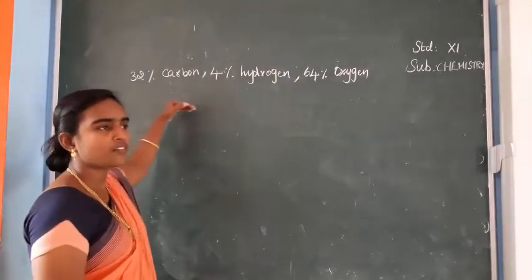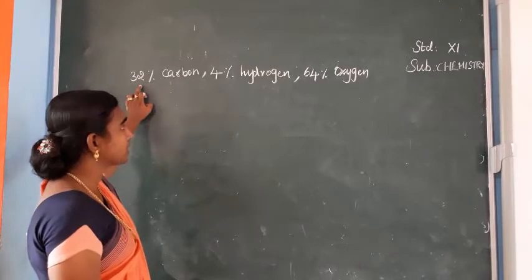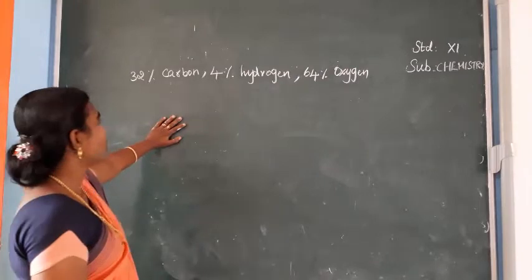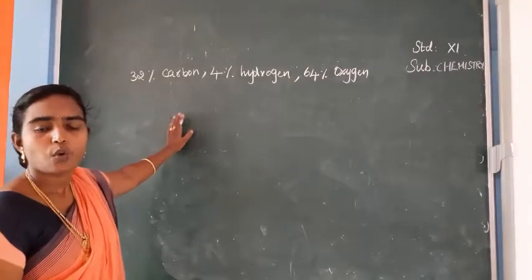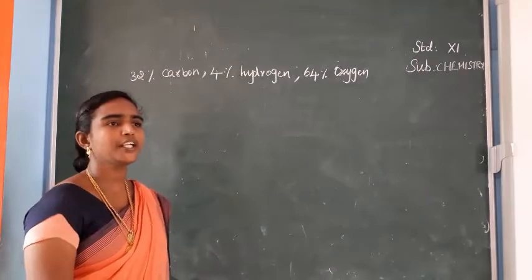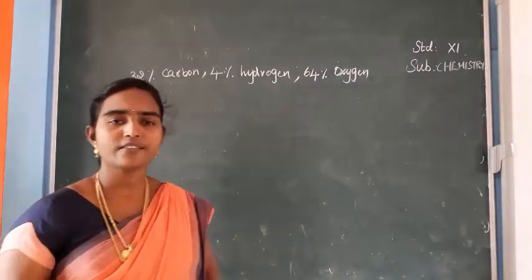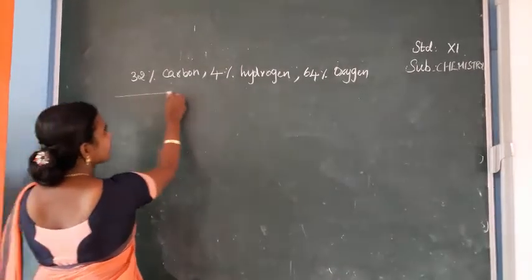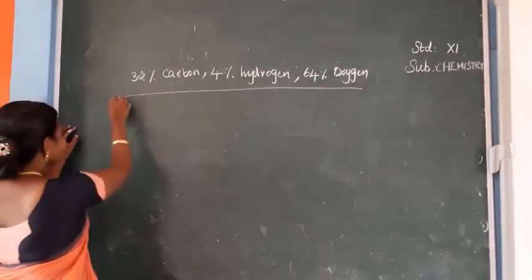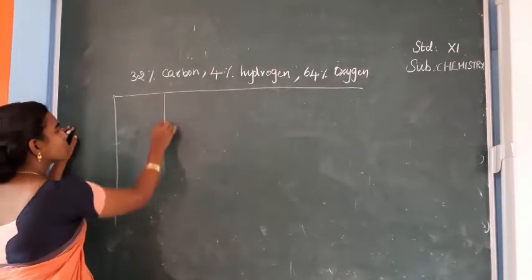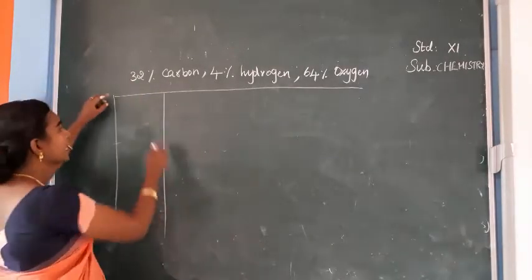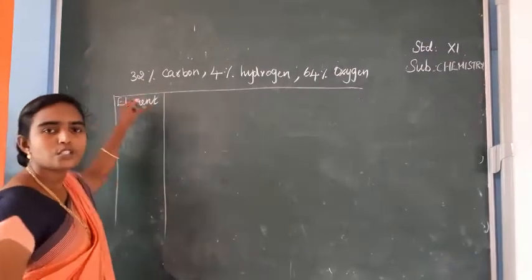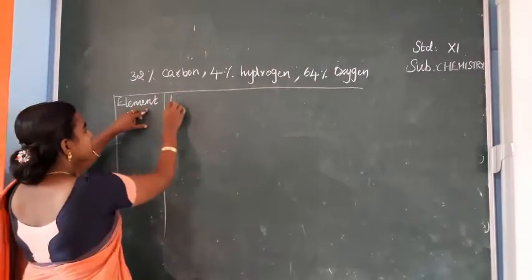The elements are given in percentage. Carbon it is given 32%, 4% hydrogen, 64% oxygen. Is it clear? So what we have to calculate? Empirical formula. To find out the empirical formula, we have studied a tabular column form. Can you remember? So in the first box, what we have to write? That is element. Next box we have to write percentage.